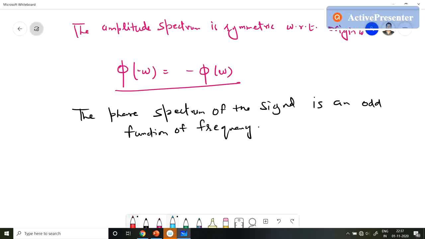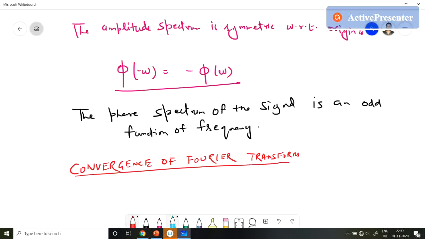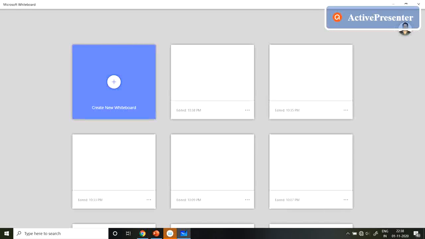Now let us discuss the convergence of the Fourier transform. The following conditions should be satisfied. Like in the Fourier series, where we have Dirichlet conditions for convergence, we also have Dirichlet conditions here. So what are those conditions? Please understand what those conditions are.